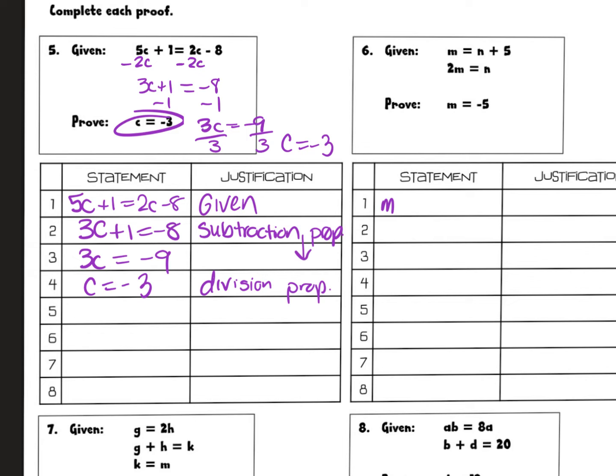Over here, we have m equals n plus 5, and 2m equals n as our given statements. We're trying to get m equal to 5. So that means we probably need to take this equation and make this n into an m, and if we look below, we see that n is equal to 2m. So we're going to replace that. So from line 1, I'm going to keep my m equals n is becoming 2m plus 5. Right? And we substituted that 2m in, so that's substitution.